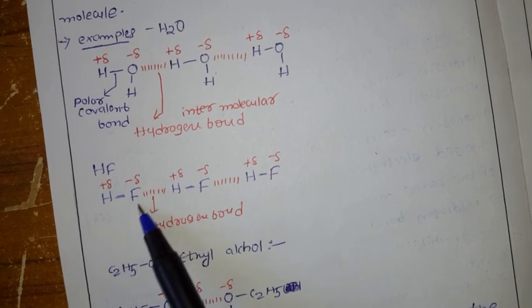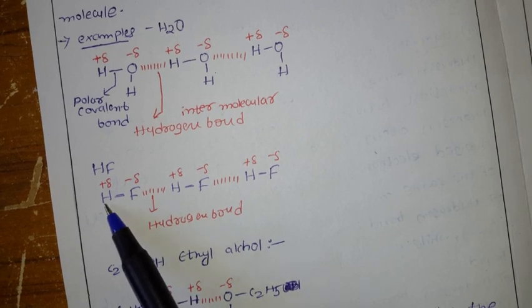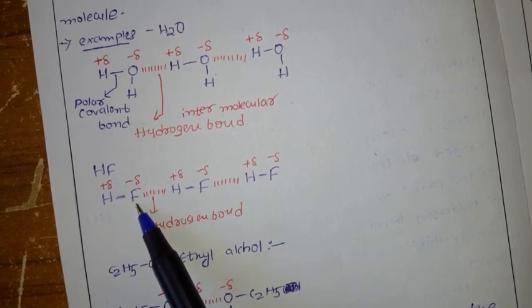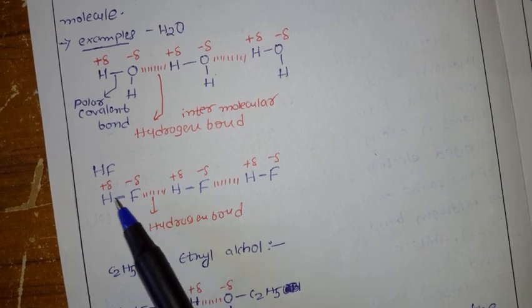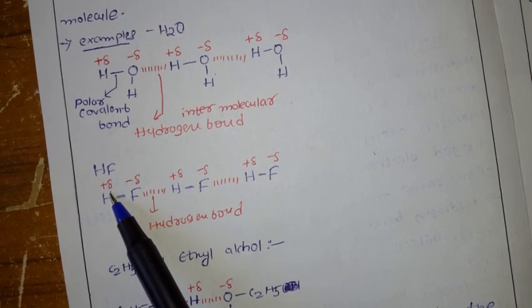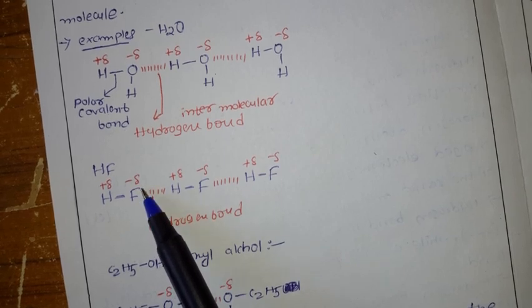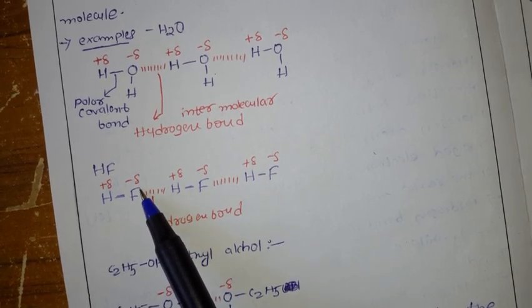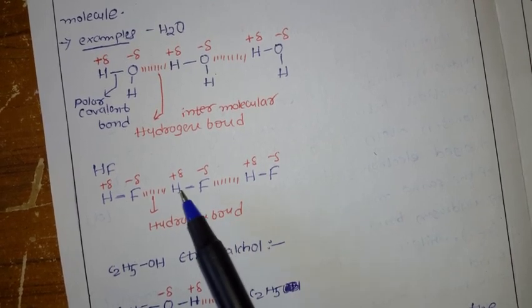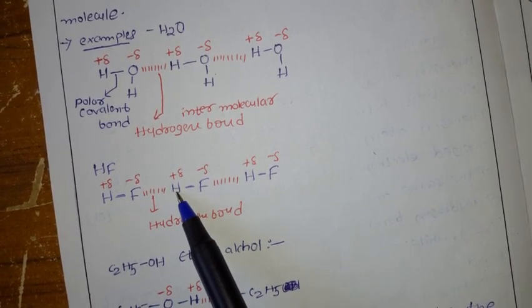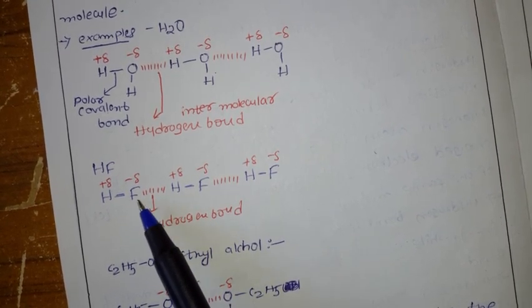So this is one molecule, this is one molecule, this is one molecule. Here between hydrogen and fluorine, we have a polar covalent bond. Polar covalent bond means we have a partially positive charge on hydrogen and a partially negative charge on fluorine. Why? Because fluorine is more electronegative than hydrogen. So this is one molecule, and this is another molecule.